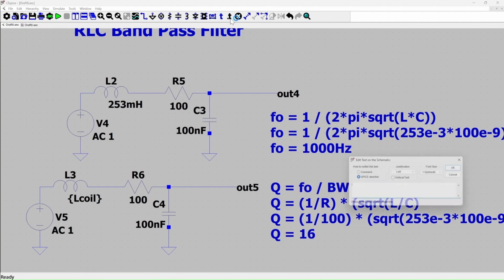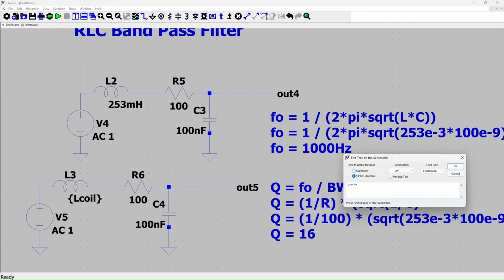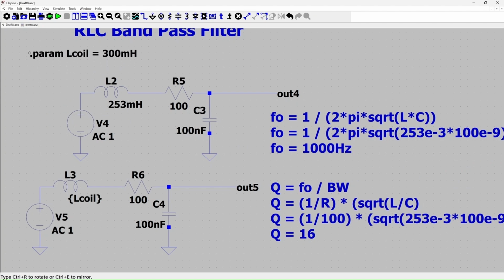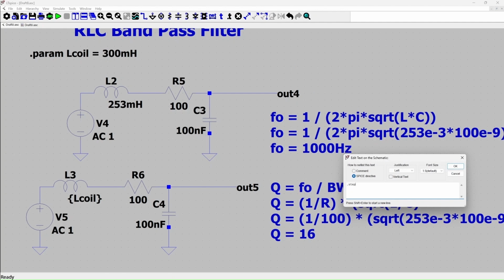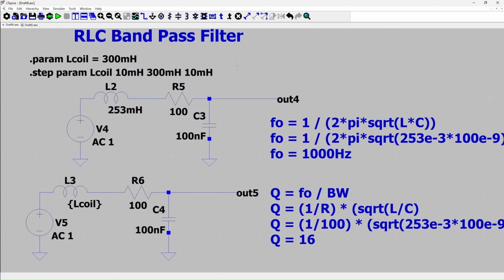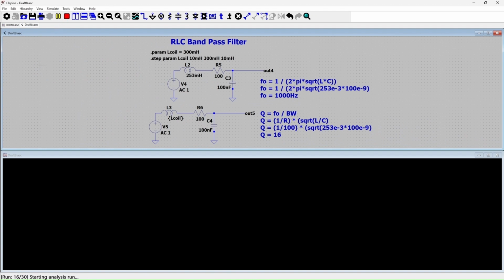So now it's L coil, and I will give an LTspice directive declaring this as a parameter. So my L coil is a parameter, and let's say it is equal to about 300 millihenry. So this is one directive that I want to put. And now I want this parameter to vary in steps. So there's another directive for that. I want to vary my L coil parameter starting from, let's say, 10 millihenry going up to 300 millihenry in steps of, say, 10 millihenry. So this is another directive, and let's see what happens when I run this. So it's running the simulation, as you can see here.